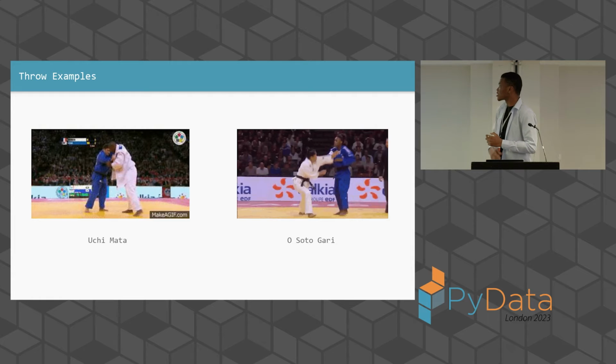So this is examples of some throws. The one to the left is the uchimata, where you see the tori uses his hands and then uses the legs as well. While the one to the right is an osotogari, where the tori also uses her hands and then her legs. Basically, the idea is, if you look at both of them, they both get their opponents onto their backs with force while keeping the control intact.